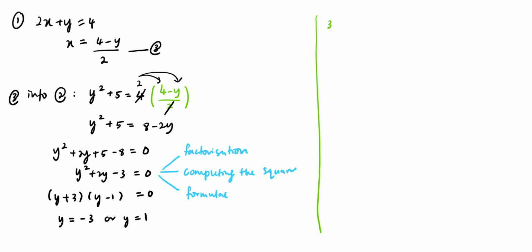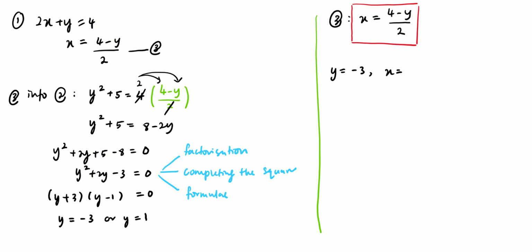Note that from our third equation, we have x equals (4 minus y) over 2. So from here, we can substitute the value of y into x so that we can find the partner, the solution. So when my y equals negative 3, my x equals (4 minus negative 3) over 2, it becomes 7 over 2.